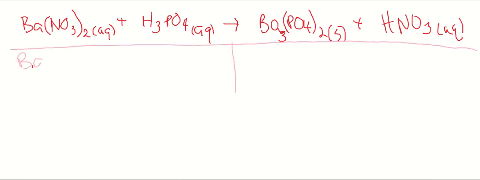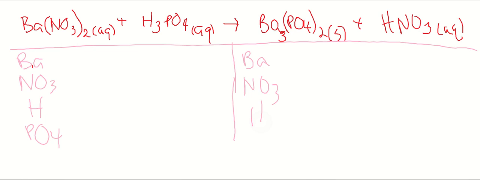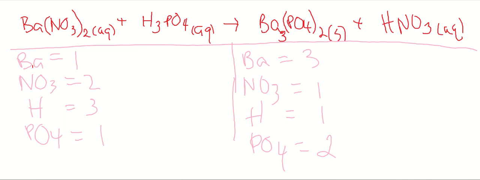All right, barium. Again, put your polyatomic ions all just in one line. And I'll put it in the same order so I can compare side by side. Don't separate your polyatomic ions. You can see on both sides they're the same. On the left I have barium 1, nitrate 2, hydrogen 3, and 1 phosphate. On the right, 3 bariums, 1 nitrate, 1 hydrogen, and 2 phosphates. Yeah, I don't even want to do this one.